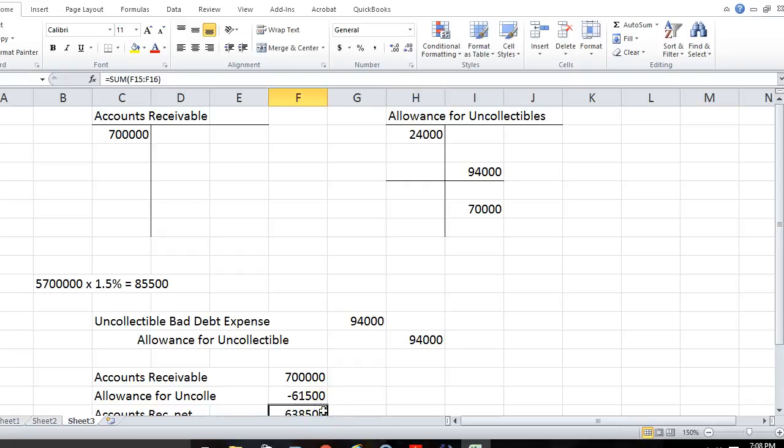Remember, under the percent of sales method, we just take the percent of sales and come up with a new allowance account. Under the aging method, it gives us what the allowance needs to be at the ending balance. Does that make sense? Yes? No?